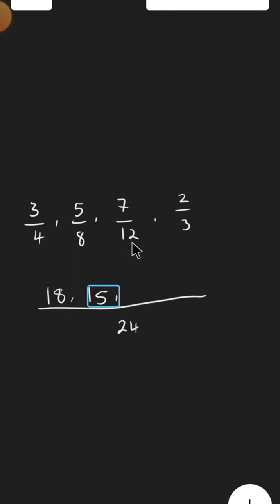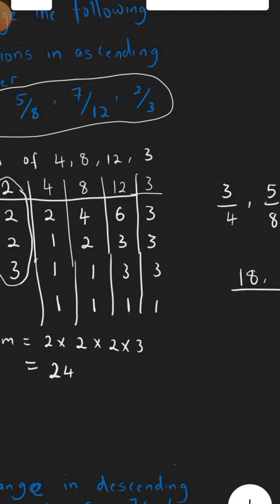24 into 12 gives me 2. 2 times 7 gives me what? 14, alright? 24 into 3 gives me how many times? Gives me 8, okay? So 8 times 2 gives me what? 16.